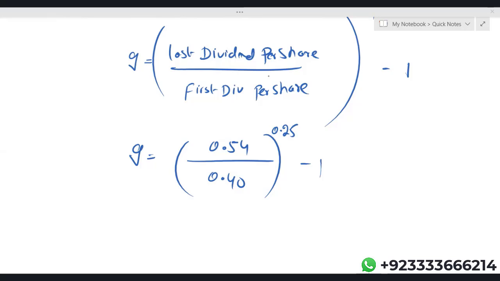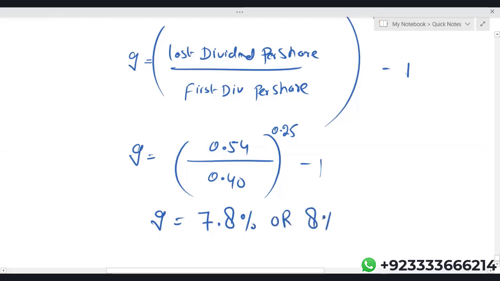Now you have to take the power 0.25. I'm getting 1.0779 minus 1, multiplied by 100. I'm getting 7.79. So you can make it 7.8 or even 8. All are acceptable. 7.8%, or for the sake of simplicity, you can take it as 8%. No issue at all. The rounding off will not disturb you.